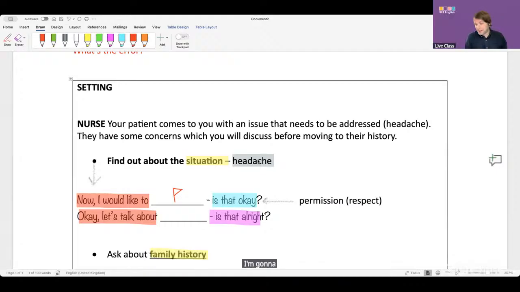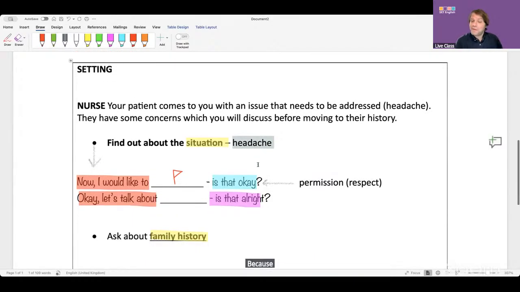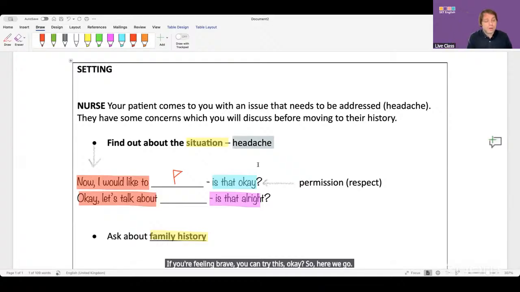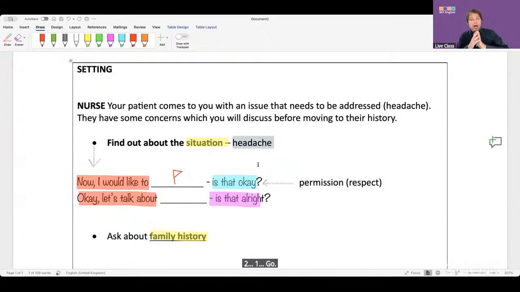I'm going to use a signpost now, and I want you all to listen and just think, does this sound better? Because when I finish, I want you guys to try this. If you're feeling brave, you can try this. Okay. So here we go. 3, 2, 1, go.